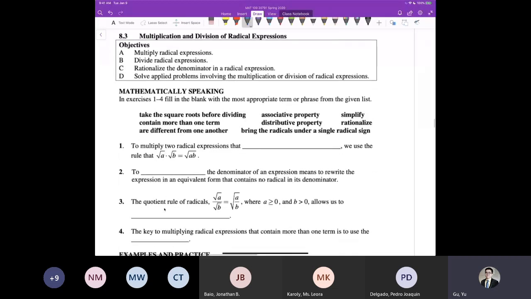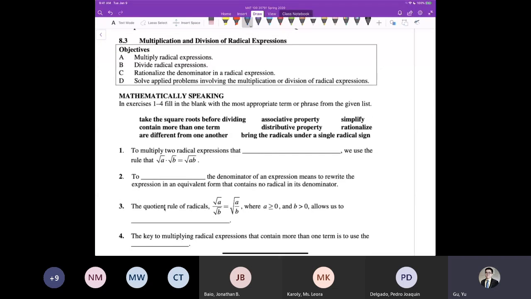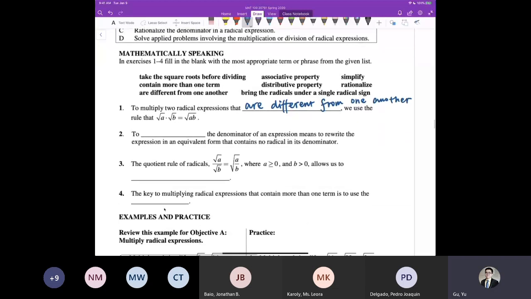All right, let's fill in the blanks first. To multiply two radical expressions that are blank, we use the rule that radical A times radical B equals radical AB. So this is talking about two radical expressions that are different from one another. Number 2, so here, this is basically what we used before, right? When we simplify our radical expressions, instead of putting them under separate radical signs, we put them together.